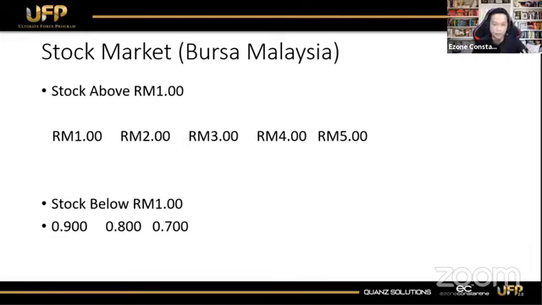Okay, now for those trading in Bursa Malaysia, for stocks above 1 ringgit, the price quote is always 2 decimal points. But if you see a stock below 1 ringgit, it is quoted in 3 decimal points. Okay, it's 0.900 or 0.905, and then right after that is 0.800. So all these levels here can become a psychology level as well.